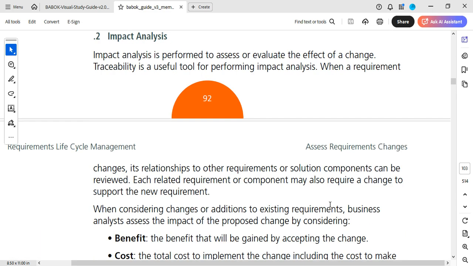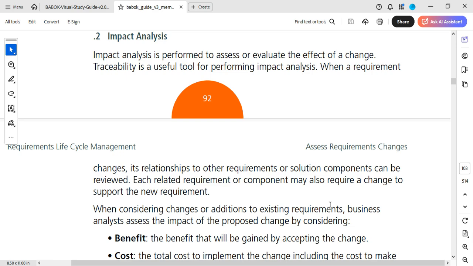The second is impact analysis. Impact analysis is performed to assess or evaluate the effect of a change. So how would this impact us? You're looking at risk, maybe money, regulation, and so on. Traceability is a useful tool for performing impact analysis. When a requirement changes, its relationship to other requirements or solution components can be reviewed. When a requirement changes, it may impact others.